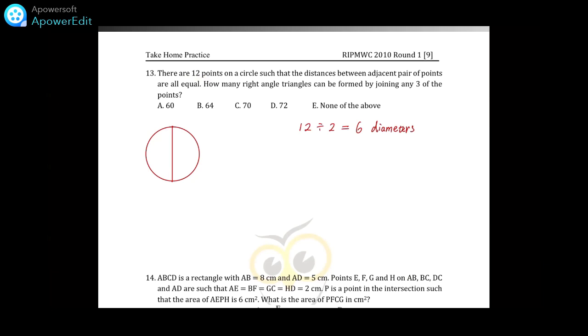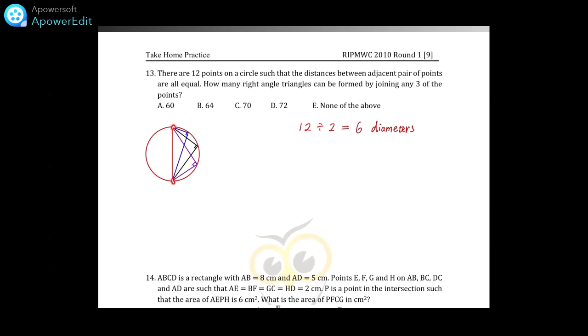Now, to form a right angle triangle, you must connect the diameter with another point on the circle. For example, you connect this, then it's a right angle triangle. Because it's like the diagonal of a rectangle if you draw the triangle on the opposite side. So these are all right angles, 90 degrees. So you can choose any points on the circle. Now, when you connect them, this will be a right angle. It will always be a right angle.